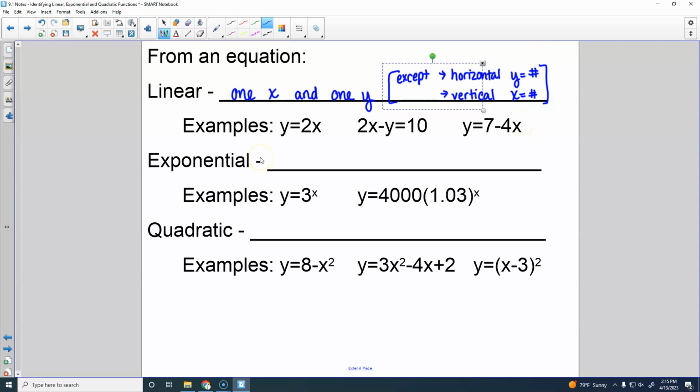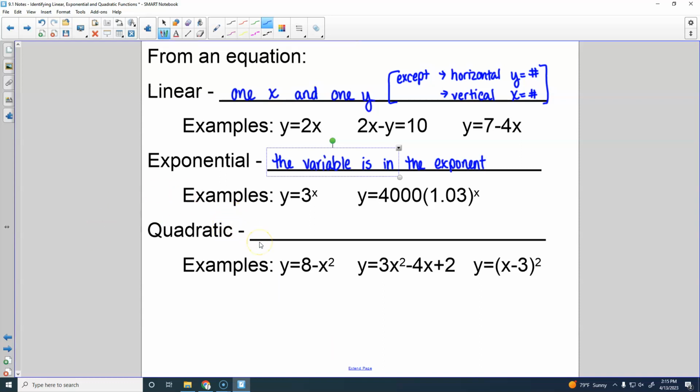Exponential equations, how can I tell something is exponential? Okay, the variable is in the exponent. Okay, so for example, it could be something very simple like 3 to the x power, or something more complicated, 4,000 times 1.03 to the x power, right? But still, I can see that variable is in the exponent.